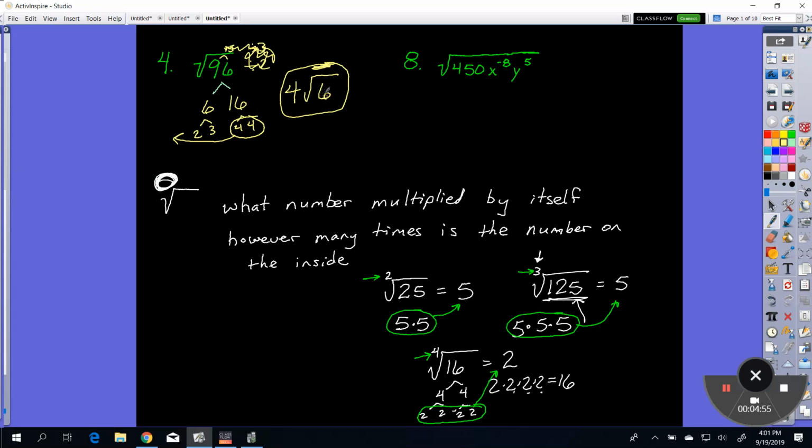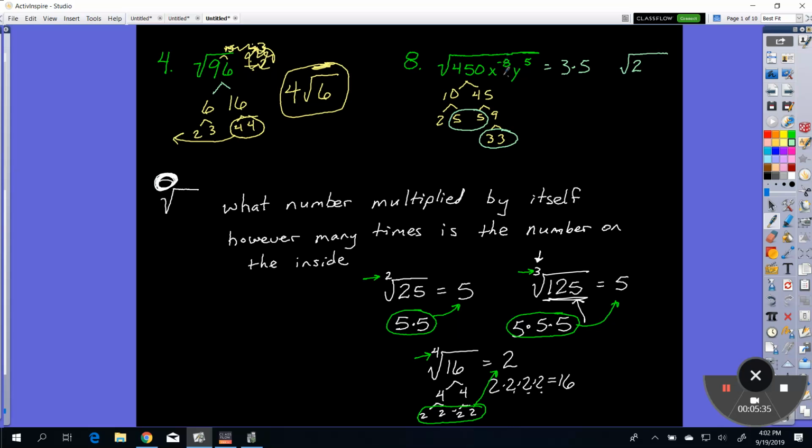So on number 8, 450, I know that's divisible by 10 because it ends in a 0. So 10 times 45 is 450. This is 2 times 5. This is 5 times 9. This is 3 and 3. So there are actually two groups: there's a 5 and a group of 2 3s. So each of them leaves. The 3 comes out and the 5 comes out. The 2 does not, because there's not 2 of a kind.